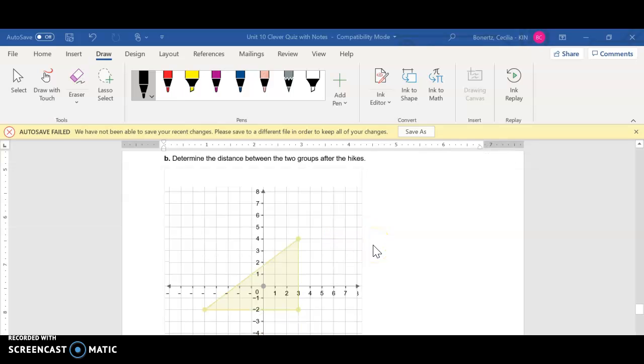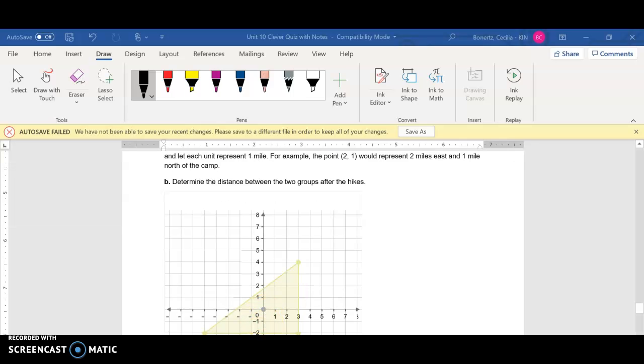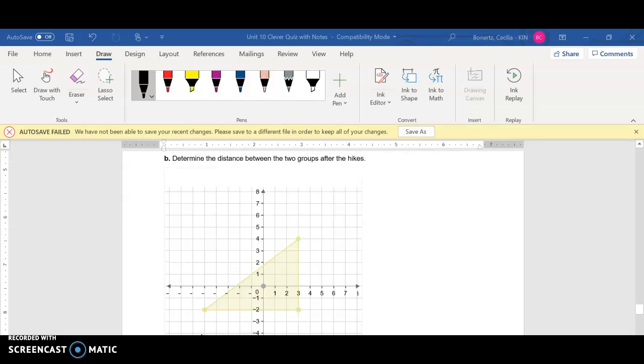So the first group travels 4 miles north and 3 miles east. So 4 miles north, 3 miles east, that puts them right at this point. The second group travels 2 miles south and 5 miles west, and that puts them at that point. So these are my two groups right now. The camp becomes irrelevant because we're looking at the distance between those two groups.